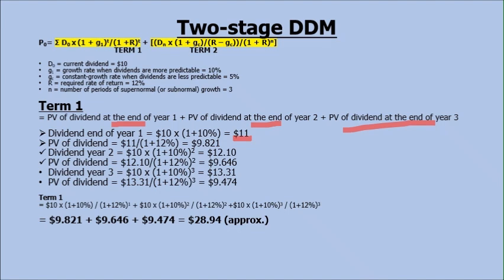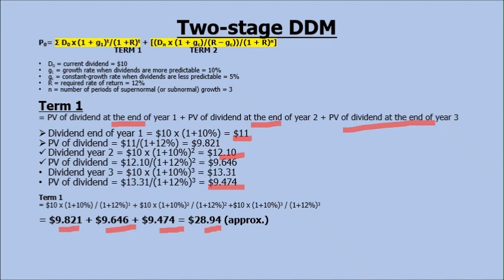Similarly, dividend at the end of year 2 will be $10 into 1 plus 10% raised to the power 2, which is equal to $12.10. And present value of this dividend is $12.10 divided by 1 plus 12% whole square, which is $9.646. Finally, dividend at the end of year 3 is $10 into 1 plus 10% raised to the power 3, which is $13.31. And present value of this dividend is $13.31 divided by 1 plus 12% raised to the power 3, which is $9.474. So the total value of term 1 is 9.821 plus 9.646 plus 9.474, which is $28.94 approximately.